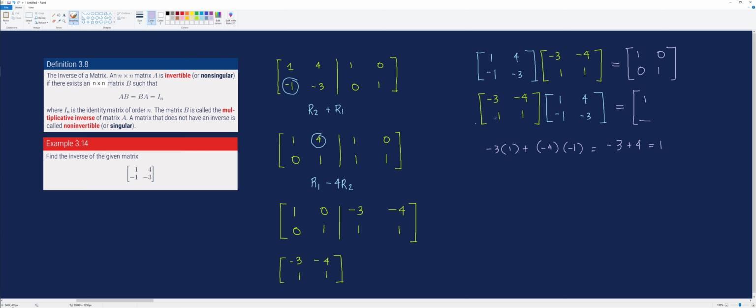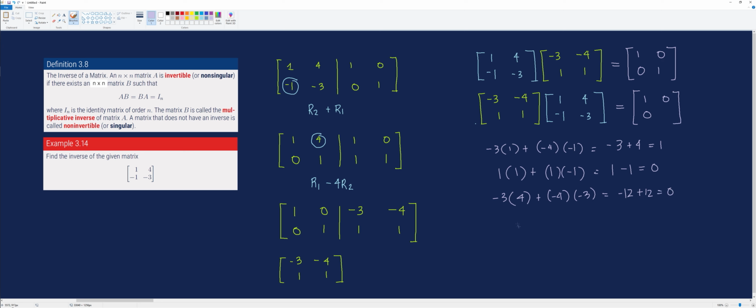For this cell, that is 1 times 1 plus 1 times negative 1. So this is equal to 1 minus 1, which is equal to 0. For this cell, that is negative 3 times 4 plus negative 4 times negative 3. So this is equal to negative 12 plus 12, which is equal to 0.